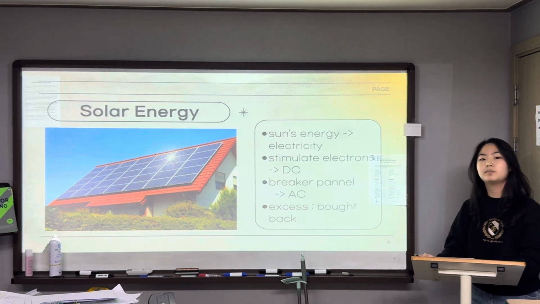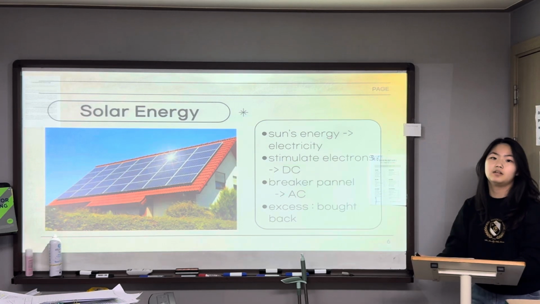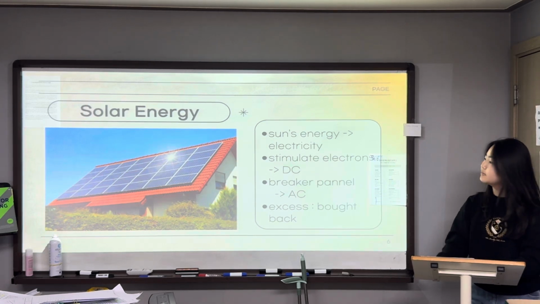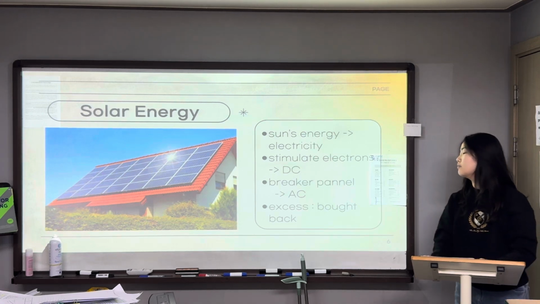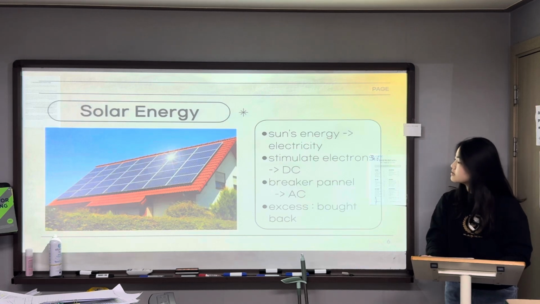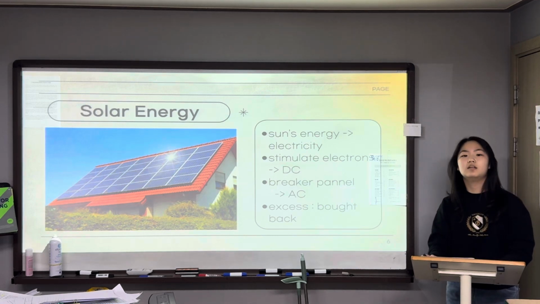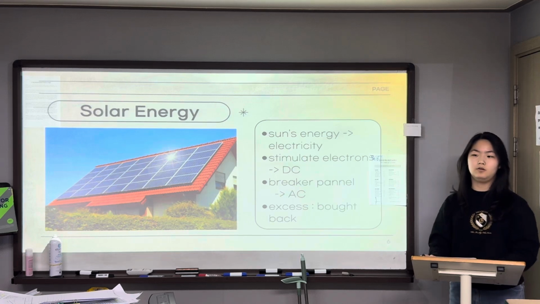But it isn't usable yet. It has to be changed into AC, which is alternating current, in the breaker panel of your building. Now it can be used to power the electric devices in your home. But if the panels produce more energy than you're using, it sends the excess energy back to the utility company, where it buys it back and uses it to power other buildings and homes.